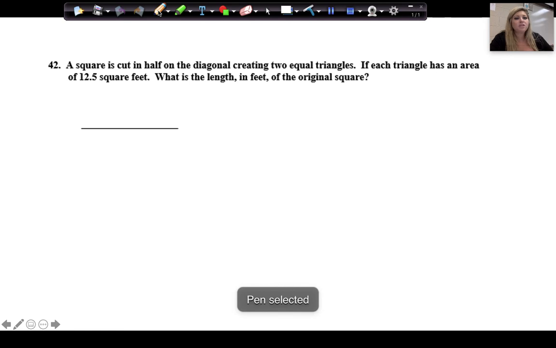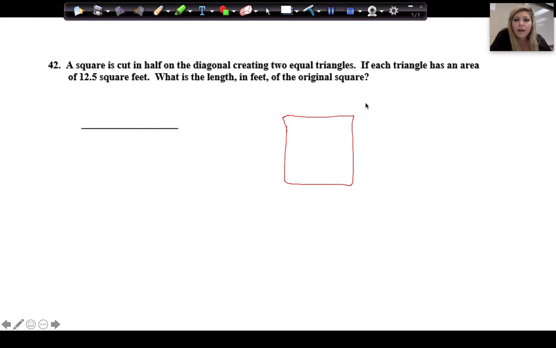Okay, a square is cut in half on a diagonal, creating two equal triangles. I'm going to draw my square. If each triangle has an area of 12.5 feet, pretend that these are equal, 12.5 feet on both sides. What is the length in feet of the original square? So we need to find this length.